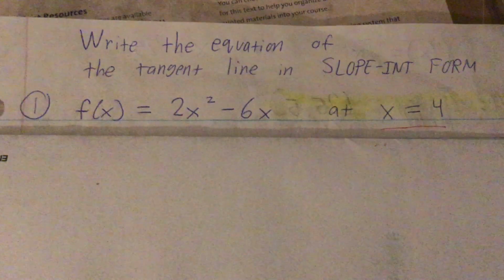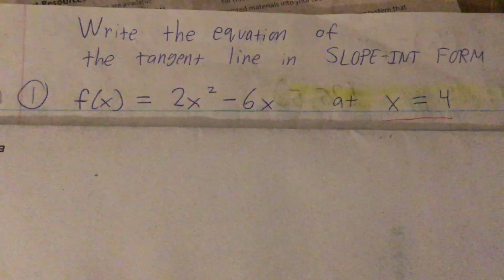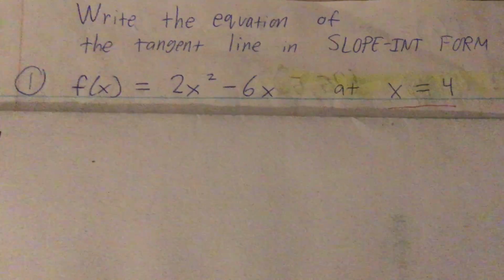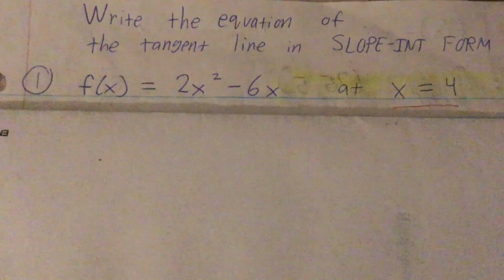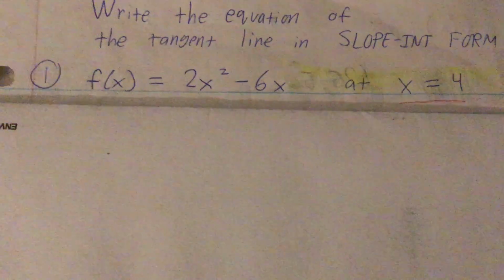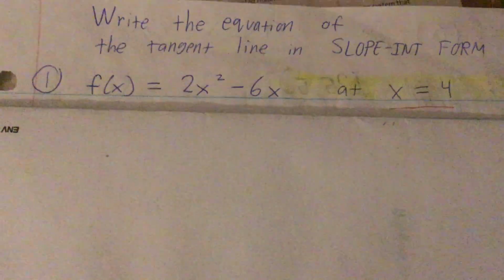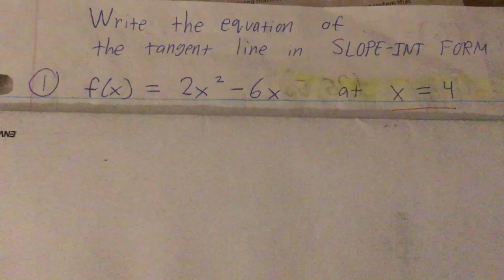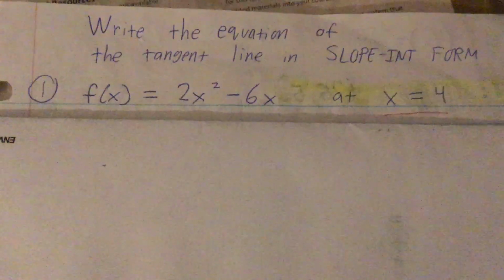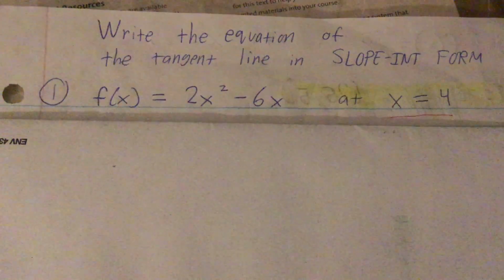All right, so let's do some calculus problems. The directions say write the equation of the tangent line in slope-intercept form. So basically, you're given a curve, and you want to take one point on that curve, and you want that line to reflect the slope at that particular point. So the instantaneous slope in the direction of where it's going at that particular curve.